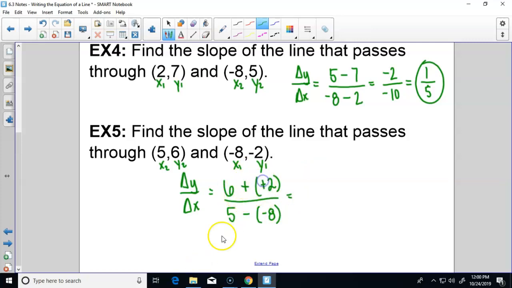Here, this double negative is going to become a positive, so 6 plus 2 is 8. And here, double negative becomes a positive again, so 5 plus 8 gives us 13. So we get 8 over 13 is our slope. That will not reduce.